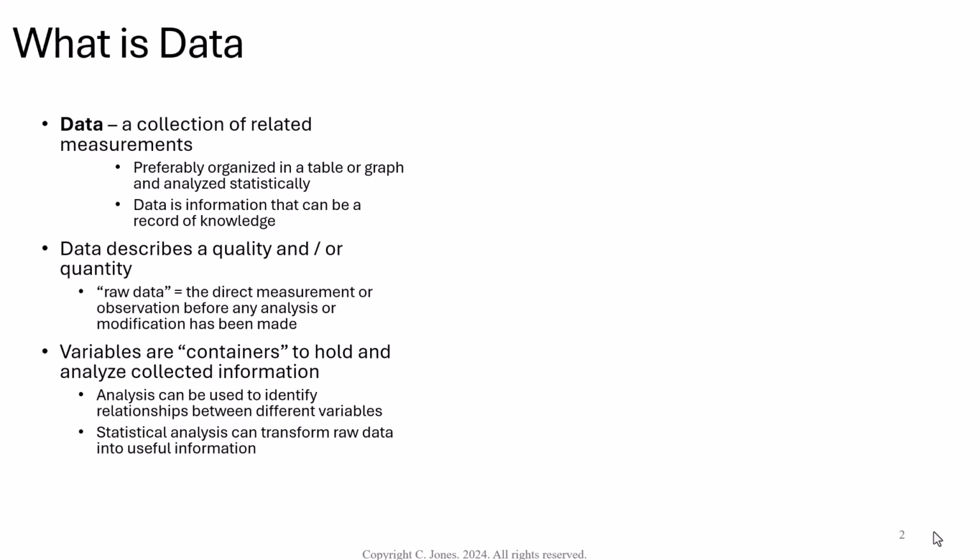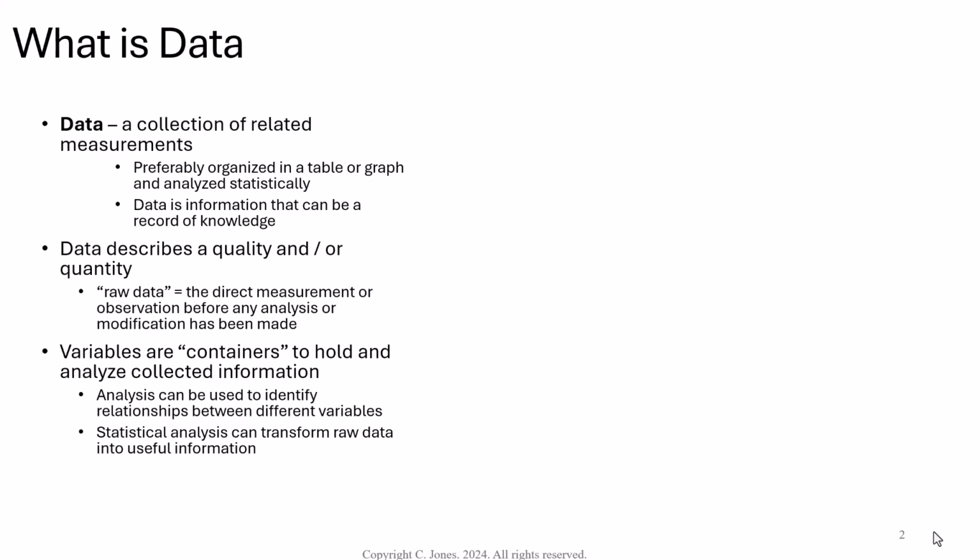So data then should become information that's a record of the knowledge that we are discovering. Data describes a quality or a quantity, and raw data refers to the direct measurement or observation that is collected before any analysis or modification has been made to the data. So the raw data is the data that you read right off of the display on your spectrophotometer, on your balance, on your pH meter, that you measure with your meter stick, whatever. Before you do anything else, that's the initial data that you've taken down and put into a data table.